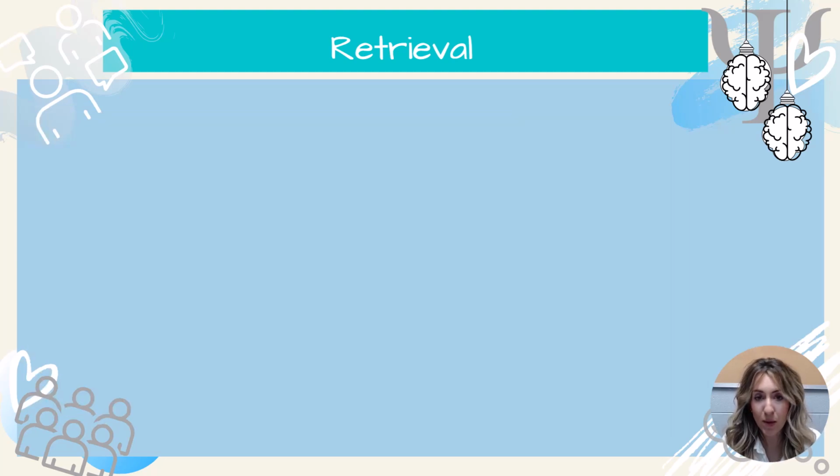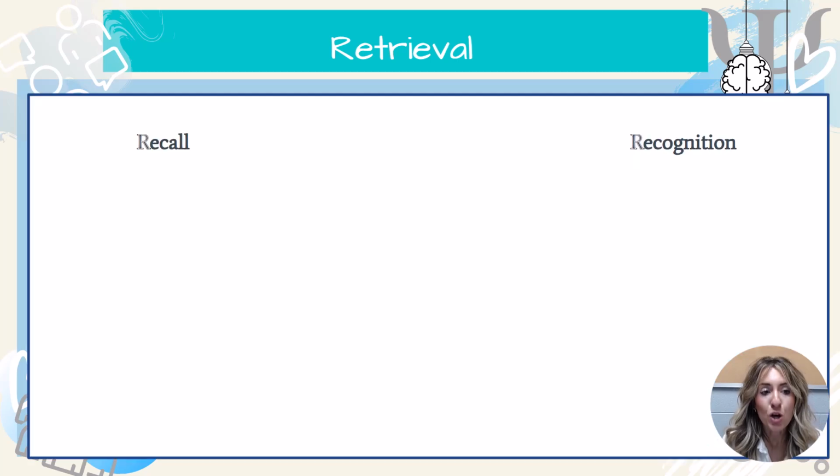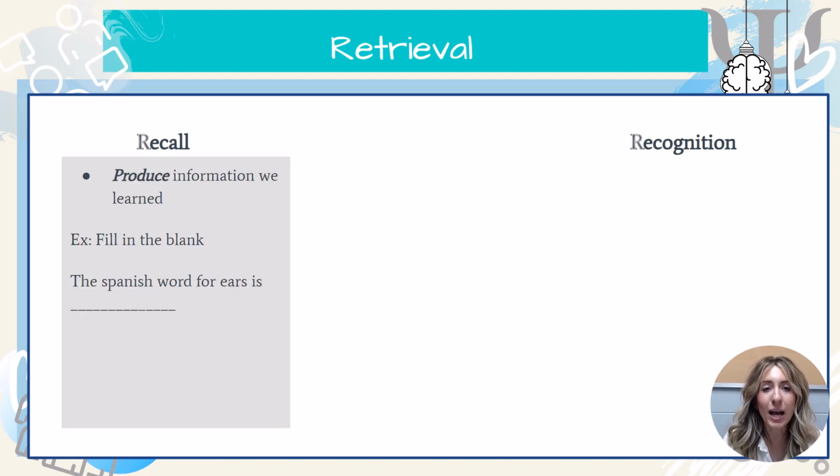Now, when you go to retrieve a memory, you can retrieve it in two different ways. You can either retrieve it through recall or through recognition. These are concepts that I did mention in our introduction video. When we do recall, we are actually producing the information that we've learned. We are not having any help. We are just pulling it from our long-term memory.